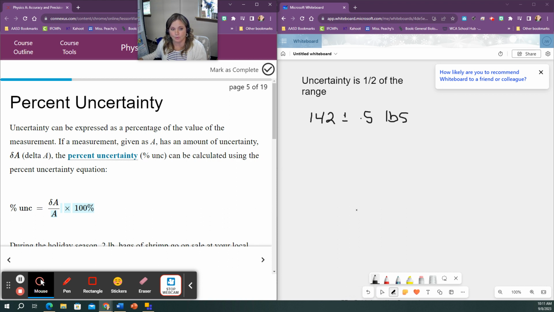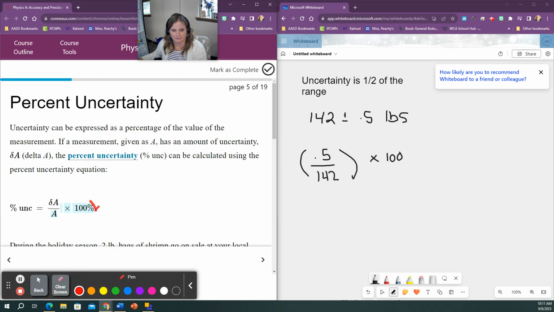So we take that 0.5, divide it by your 142, and multiply by 100. It shouldn't say 100%, that's incorrect. You're multiplying just by 100, and that will equal the percent uncertainty. So don't hit your percent key here, okay? That would make it a wrong measurement.